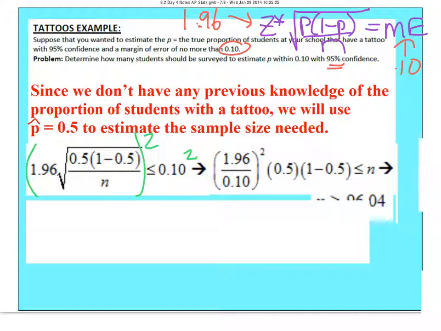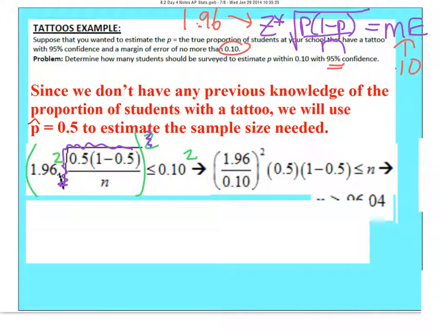Well, in doing that, this became 0.10 squared. This square root symbol technically is going to go away, right? But this squared has to go over here, so it technically moves over to there. And I'm just going to kind of get rid of it there.